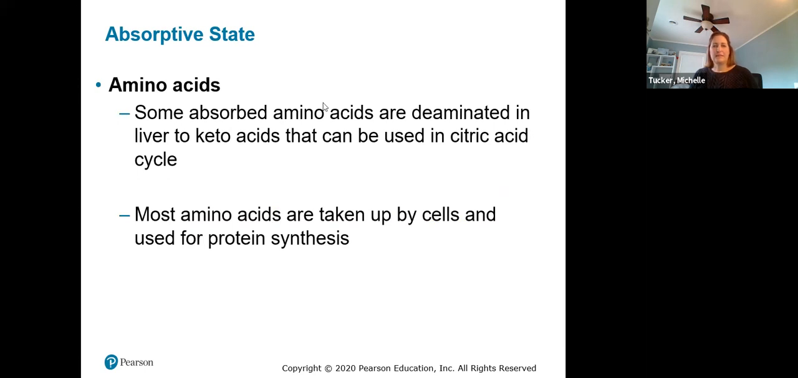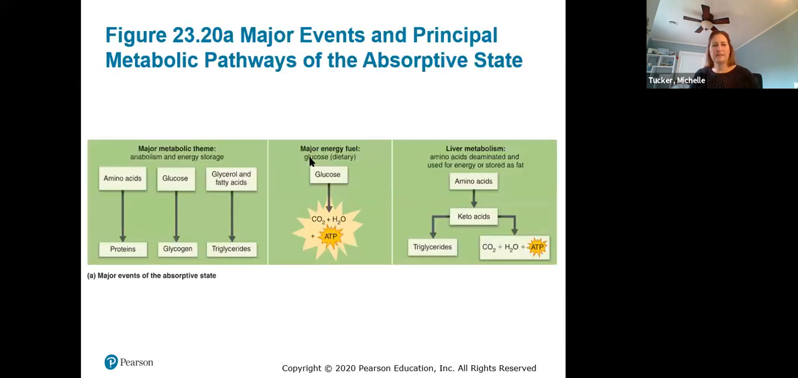Amino acids, some can be used as fuel in the citric acid cycle. Most are going to be taken up and used for protein synthesis. And this is the summary slide. In the absorptive state, the major fuel use is going to be glucose. There's always going to be a low level, though, of fatty acid oxidation in liver, skeletal muscle, cardiac muscle, and adipose tissue. But other tissues will be using glucose as fuel because it's available.